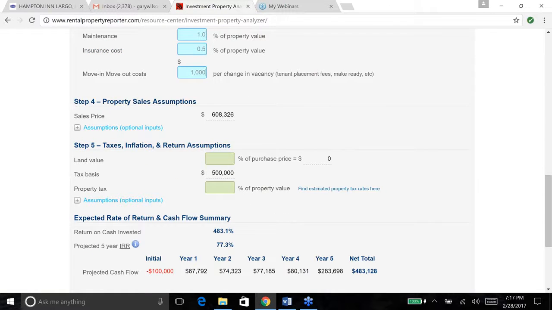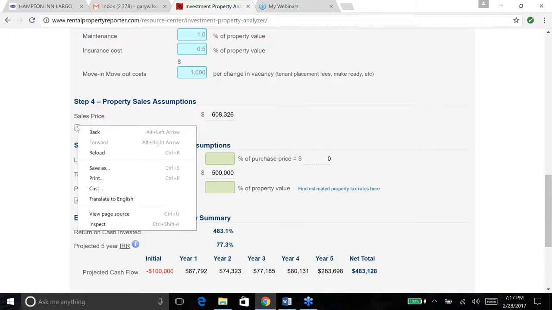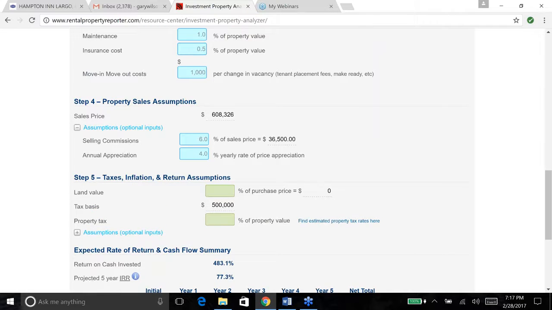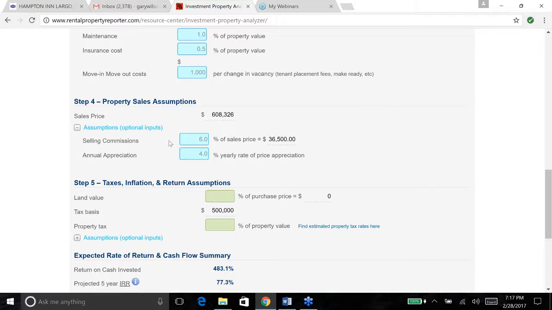Now, property sales assumptions. What this is assuming is that you're actually going to sell the property eventually. In most cases, you will. And when you do, yes, you're going to have a commission to pay, and you will have some appreciation. Now, appreciation here is 4%.